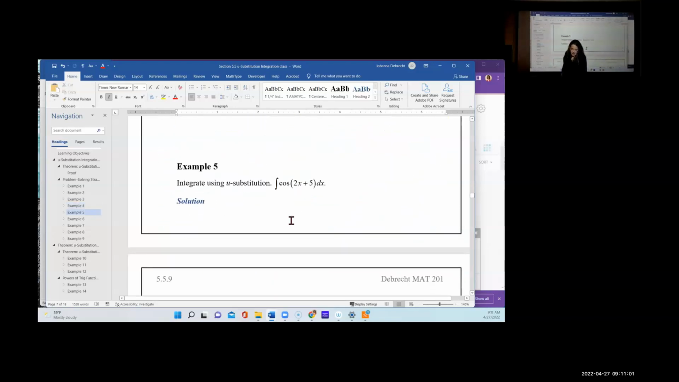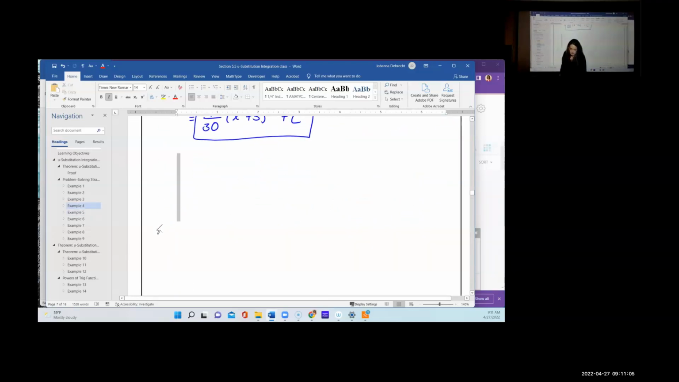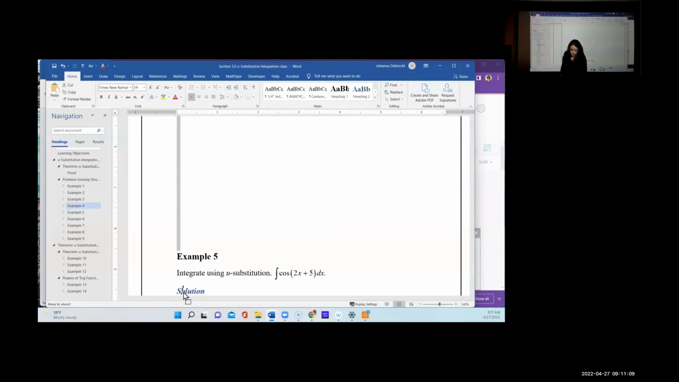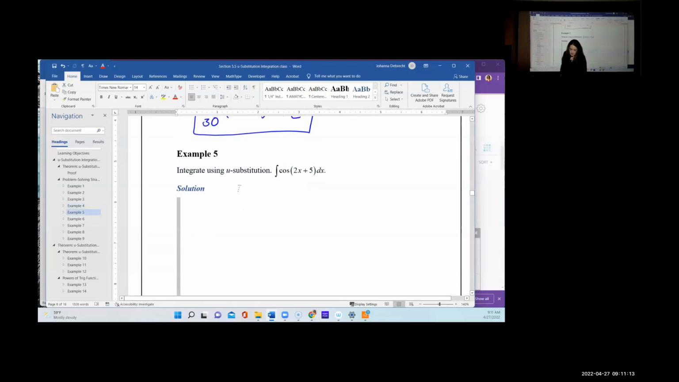Let's look at example 5. Looking at example 5, I have the integral of the cosine of 2x plus 5. So again, I'm looking for a function that is inside another function. So I need an outside function and an inside function.